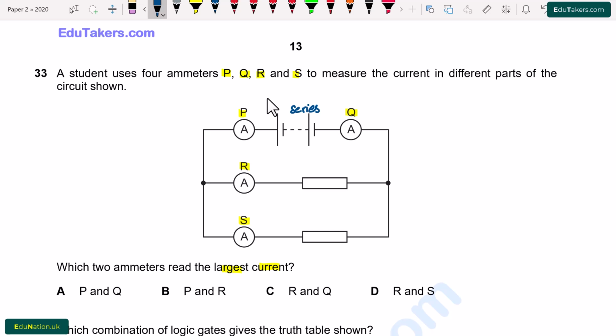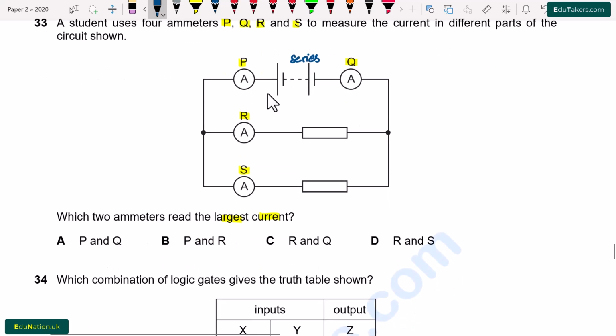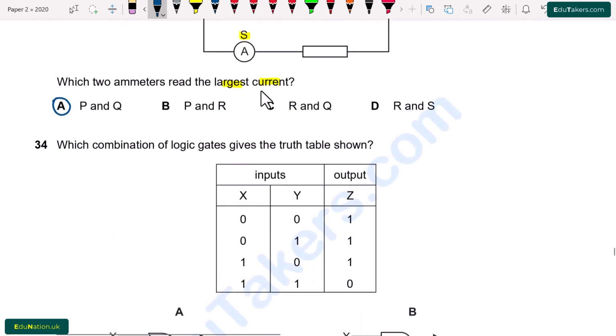But in the parallel circuit, the current that is supplied will be equal to the sum of all the currents passing through the resistors. So here there will be the maximum current in P and Q because both of these are attached in series. So from here, P and Q show the largest current. Option A is correct. Question number 34.